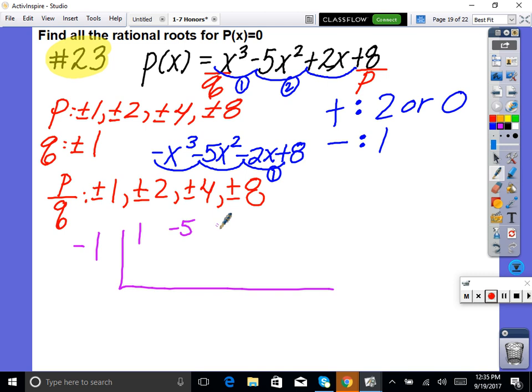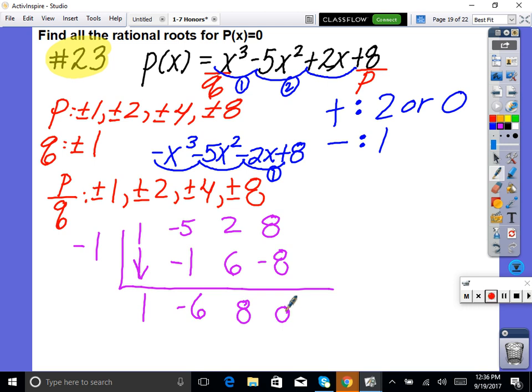Let's quickly do this. 1, negative 5, 2, and 8. If I said don't even touch your calculator, in fact, put it under your desk, we add straight down. 1 times negative 1 is negative 1. Add straight down is negative 6. Negative 6 times negative 1 is 6. We add straight down and get 8. 8 times negative 1 is negative 8. Add straight down is 0.